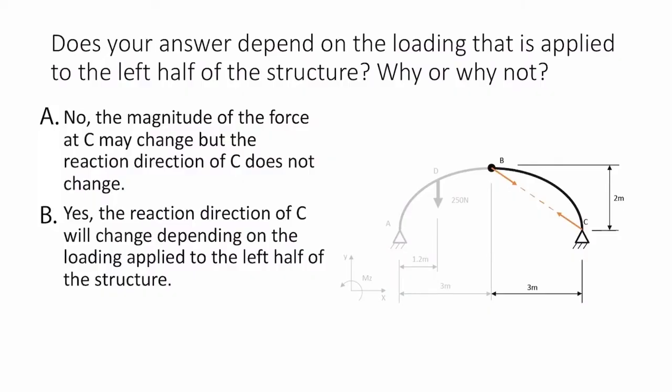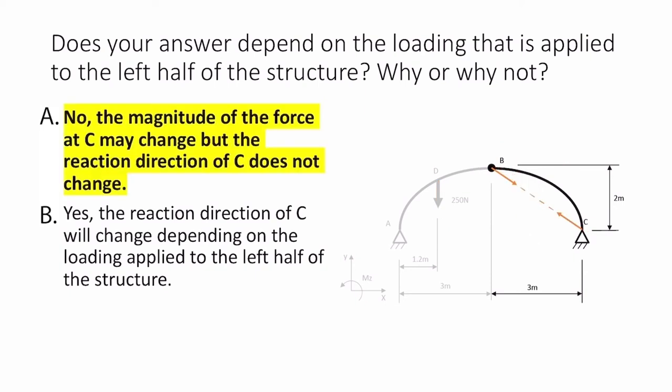Now, let's look at the next one. Does your answer depend on the loading that is applied to the left half of the structure? Why or why not? Since we're considering BC as a 2-force member, the reaction direction will always act along BC. However, if there are any changes in the left part of the structure, for example, if the force applied to point D changes, it will also change the equilibrium equation. Therefore, the magnitude of the force at C might also change due to the change in D. So the answer will be no, the magnitude of the force at C may change, but the reaction direction of C does not change.